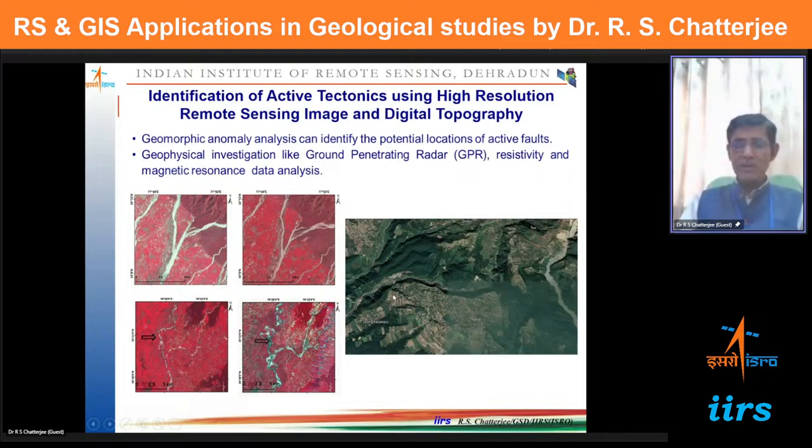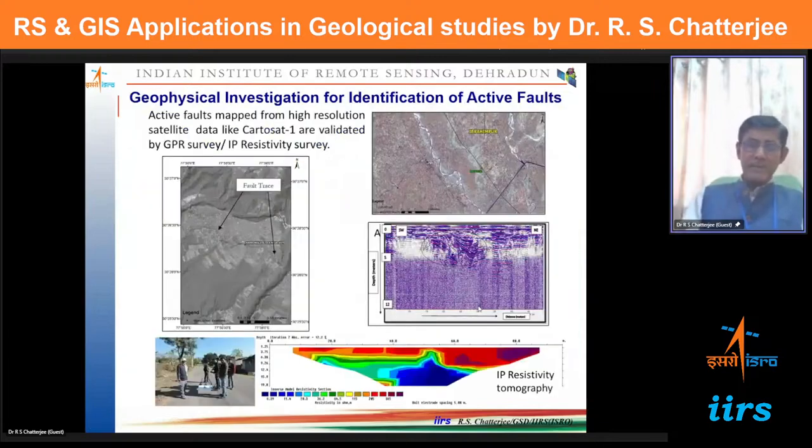For example, in the Piedmont alluvial region, the topographic anomalies and the drainage anomalies are very prominent for identifying these active faults. You see the drainage anomalies, and here you can see the topographic break. From that, we can very efficiently interpret and identify these active faults. Now if you conduct some geophysical survey at that particular location, like you see here, this is the likely active fault location that we get from the satellite image interpretation.